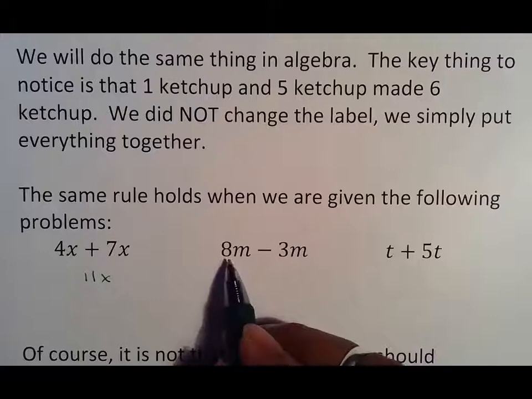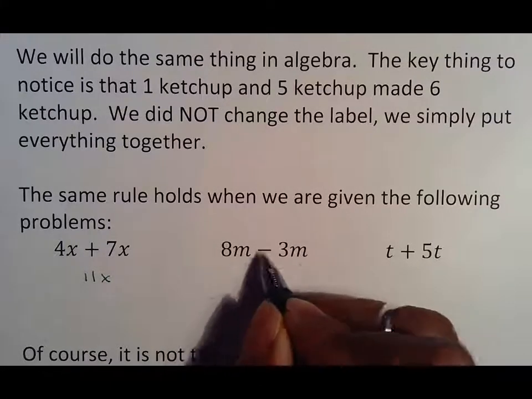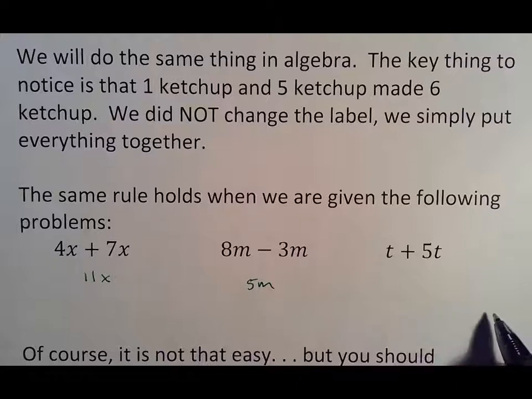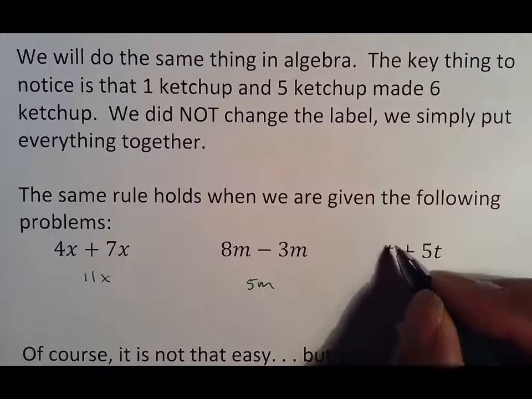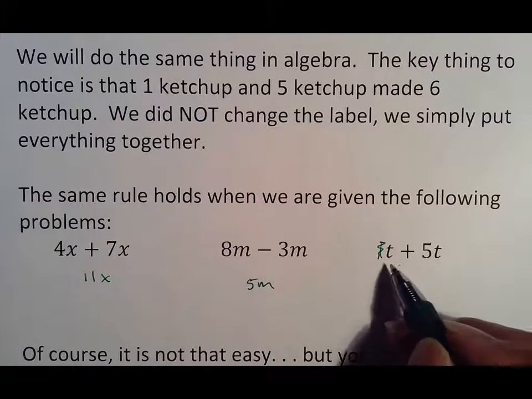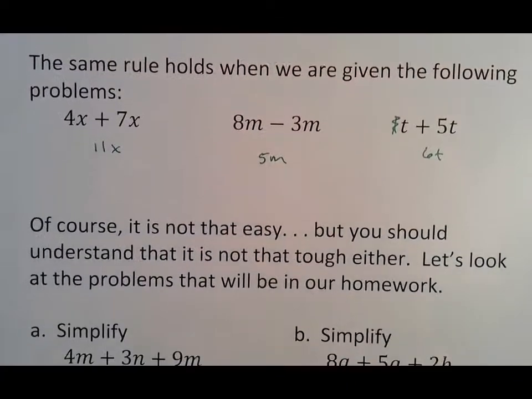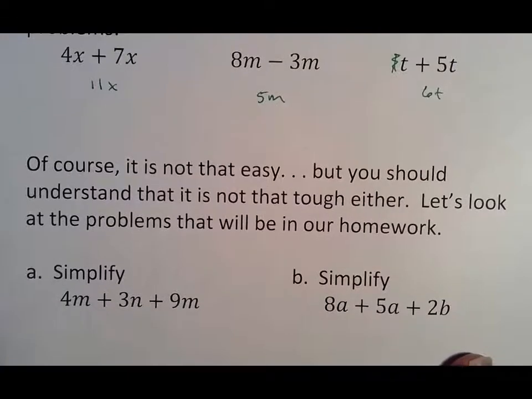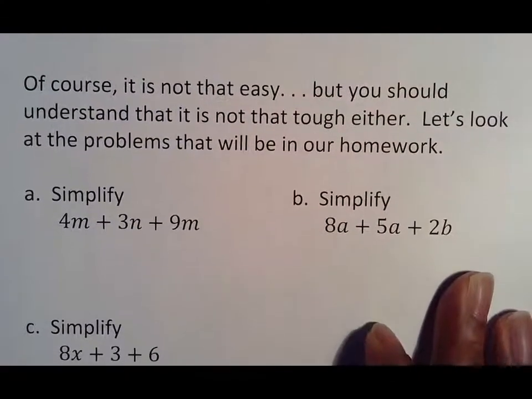You have 8m's minus 3m's, which makes 5m's, because 8 minus 3 is 5. This is tricky because you have to make sure you understand that t just means that you have 1t there. You don't need to write it because we don't put a 1 in front of it, but 1t and 5t's make 6t. Alright? Of course it's not that easy, but again, you should understand it's not that tough either. So let's look at the problems that have been in your homework and let's move on to the work.